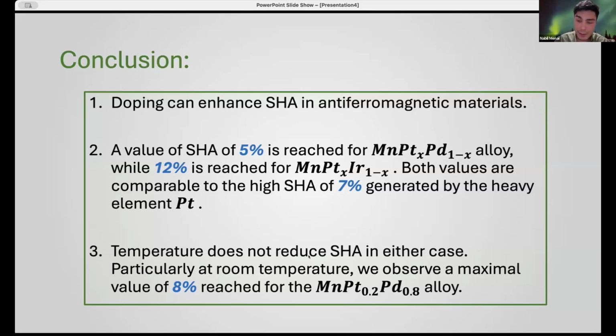So finally, what I want to say, which is important, is that we have also seen the effect of temperature. And we have seen that temperature does not really affect the spin Hall angle. Therefore, these alloys can really be used practically in real life at room temperature.